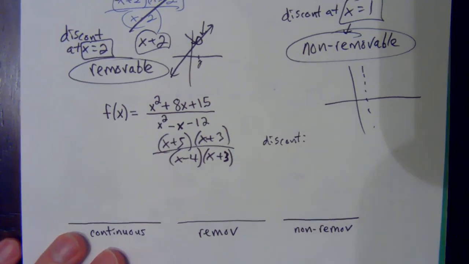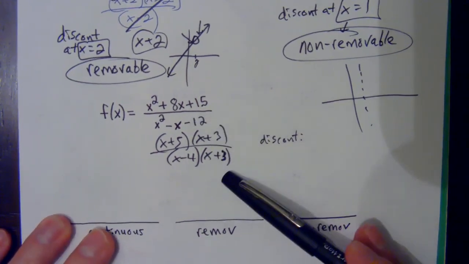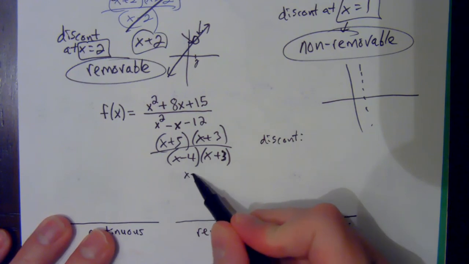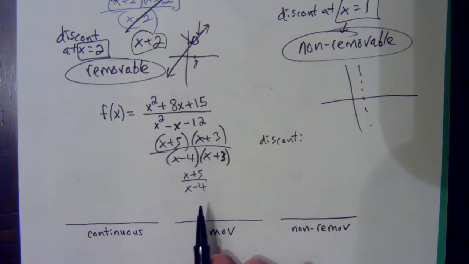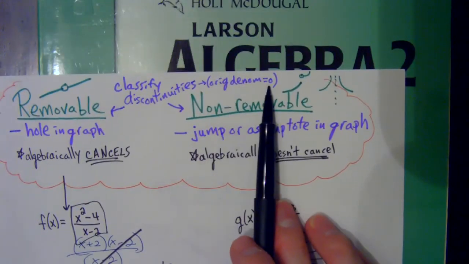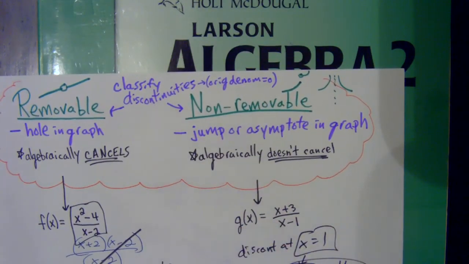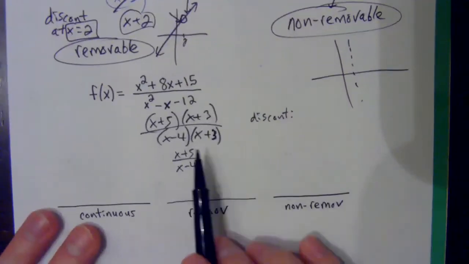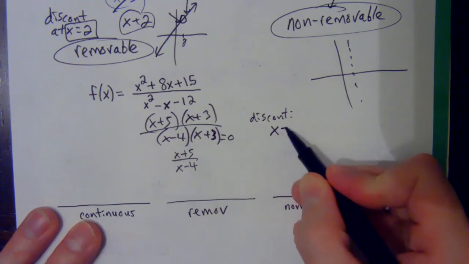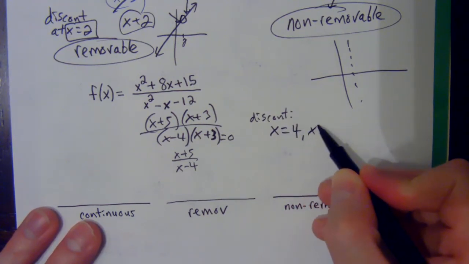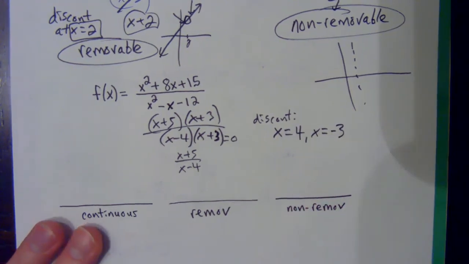A very common mistake is that students cancel this and get the simplified version, x plus 5 over x minus 4, and just say it's only discontinuous at x equals 4. That is incorrect, all right? Very common mistake. You always have to take the original denominator and set that equal to 0 to find your discontinuities. So when I set this original denominator equal to 0, that's telling me it's discontinuous at x equals 4 and x equals negative 3.